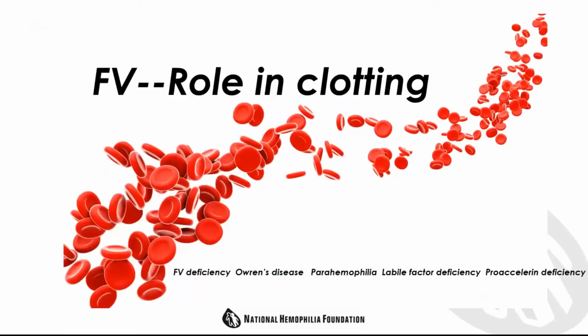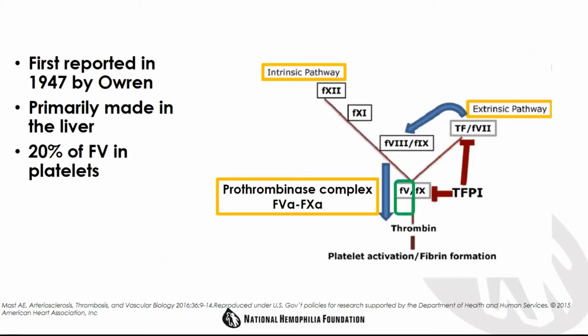So let's start with Factor V and its role in blood clotting. Now, Factor V deficiency has several names. It's also called Owren's disease, parahemophilia, labile factor deficiency, and proaccelerin deficiency. For the very first time, Factor V deficiency was reported by a Norwegian physician by the name of Dr. Paul Owren during World War II.